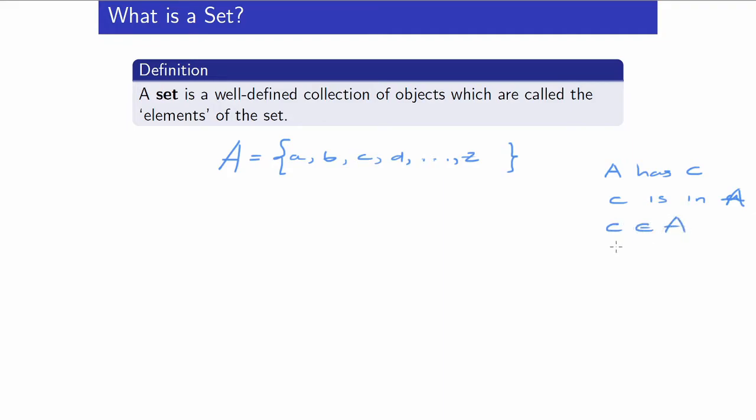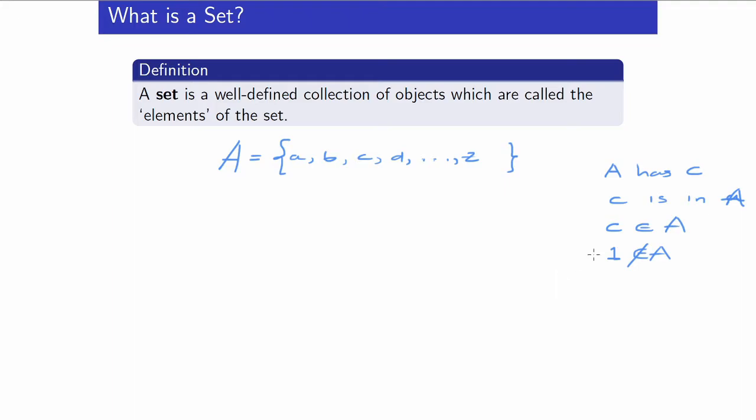And if C didn't belong in A, let's say, we don't care about numbers, so let's do 1, 1 is not an element of A. So that's some basic notation to keep in mind. So that is an element, and this is not an element.